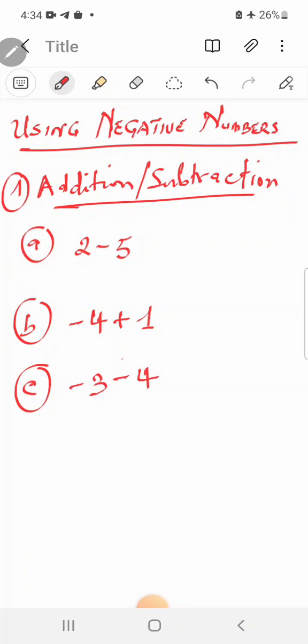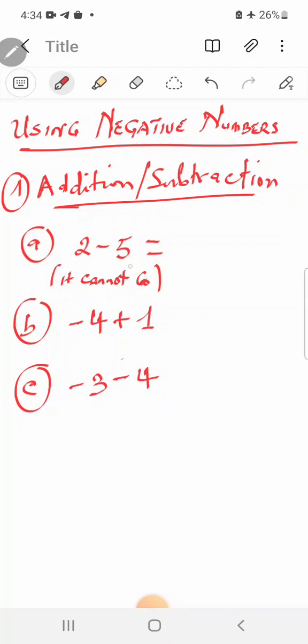So what do we do in case A? The rule that works here is called it cannot go. It cannot go. This one works with it cannot go. So what does this one say? 2 take away 5. In primary school, we'll say it cannot go.